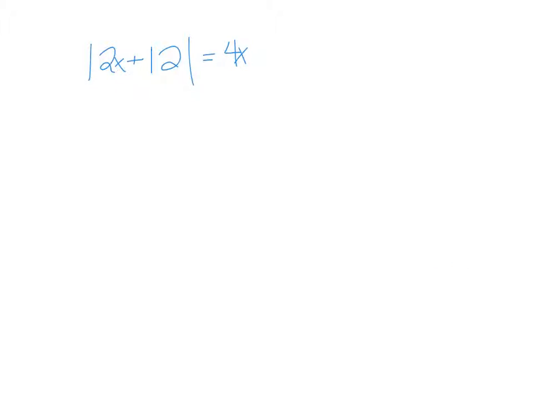I have a problem that looks like this. Again, absolute value bars are isolated on the left-hand side. I split. I get 2x plus 12 equals negative 4x. And then I get 2x plus 12 equals positive 4x.